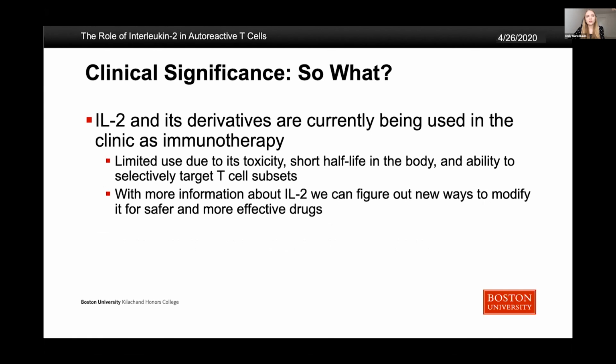I want to end by talking a bit about the clinical significance of this project and why it's important. It's really because IL-2 and its derivatives are currently being used in the clinic as immunotherapy to treat cancer and AIDS and autoimmune disorders. And specifically for type 1 diabetes, IL-2 derivatives are in clinical trials as treatment. However, use of IL-2 and its derivatives has been somewhat limited due to toxicity issues and the ability to selectively target certain T cell subsets, which might not be ideal for certain diseases. However, with more information about how IL-2 functions, we can hopefully figure out new ways to modify it to make safer and more effective drugs.